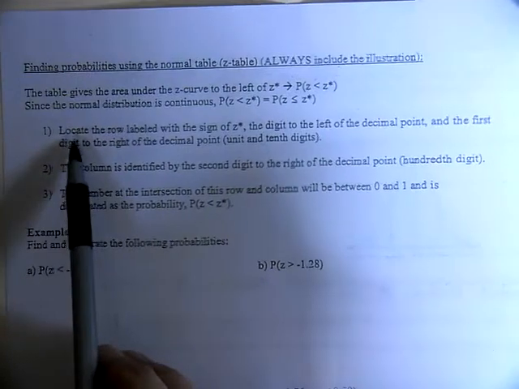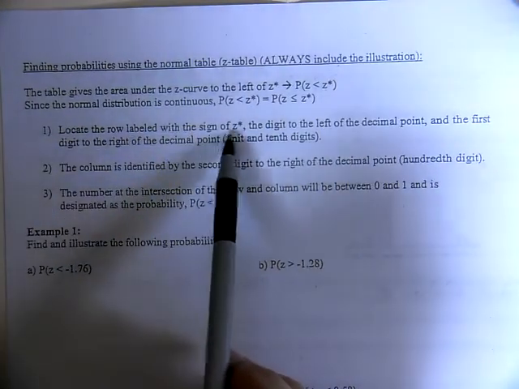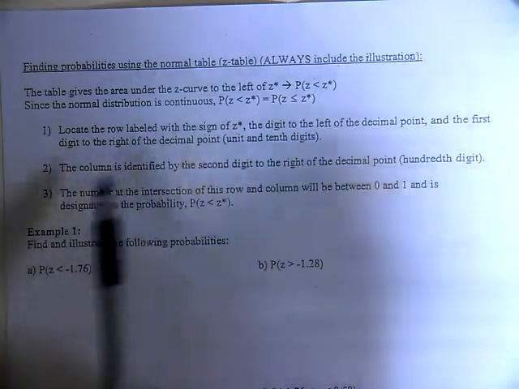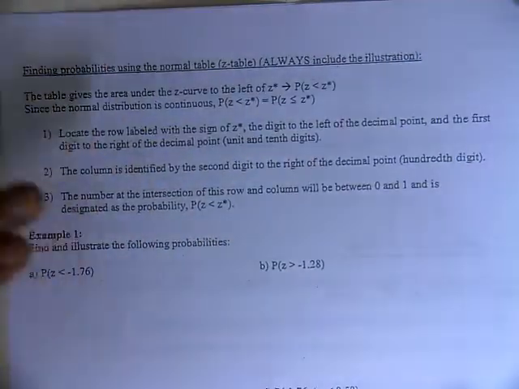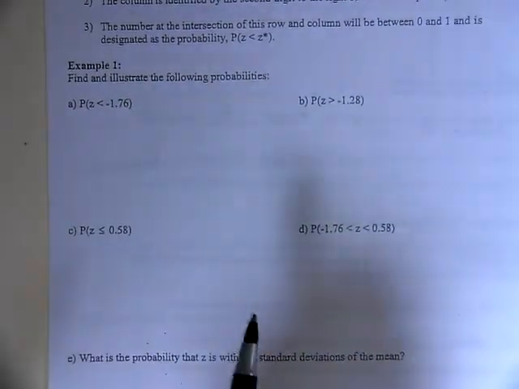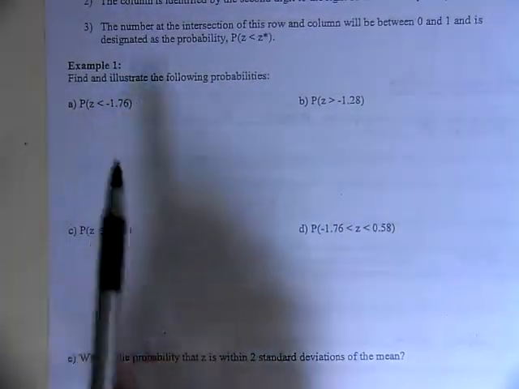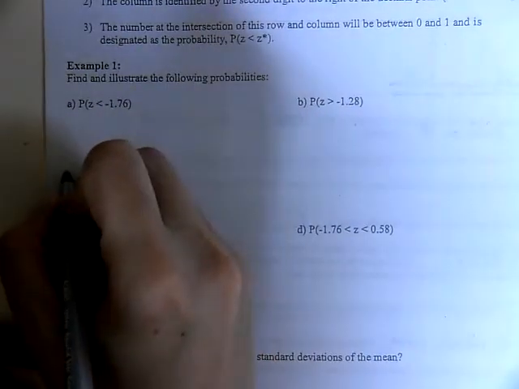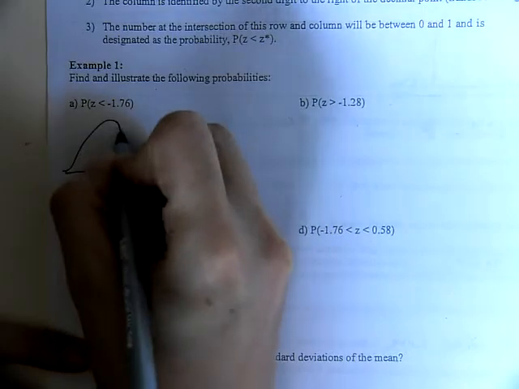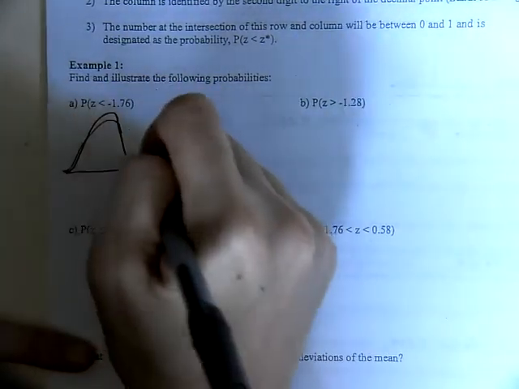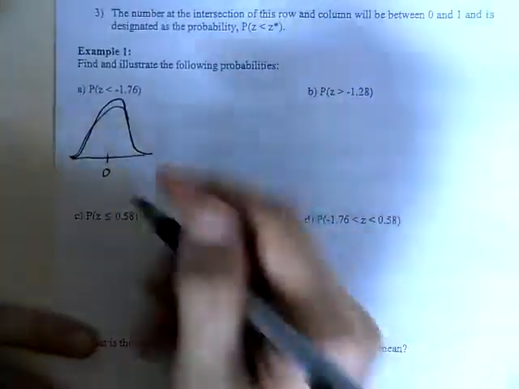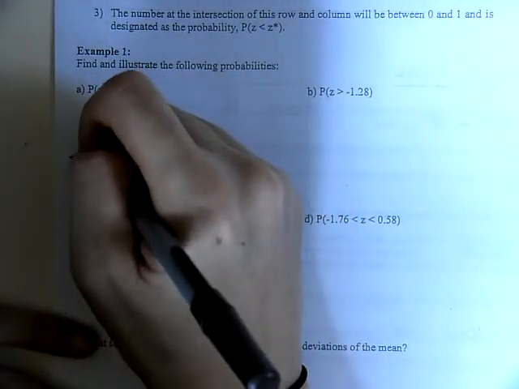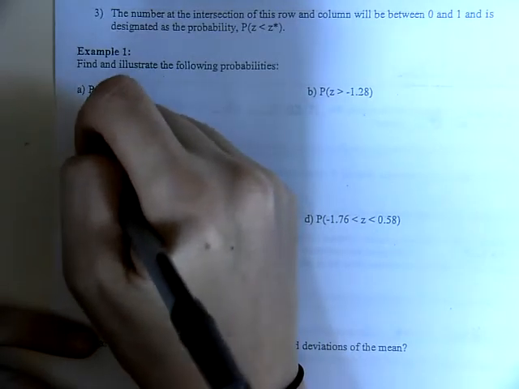What you basically do is locate the row with the sign of the z-star, or the z that you're looking for, and then it tells you underneath. I'm not going to read this, I'm just going to tell you as we go through. Find the probability z is less than negative 1.76. So if I have a z-score of less than negative 1.76, I'm going to draw a normal distribution. So we have 0, negative 1, negative 2. I'm looking for less than negative 1.76.